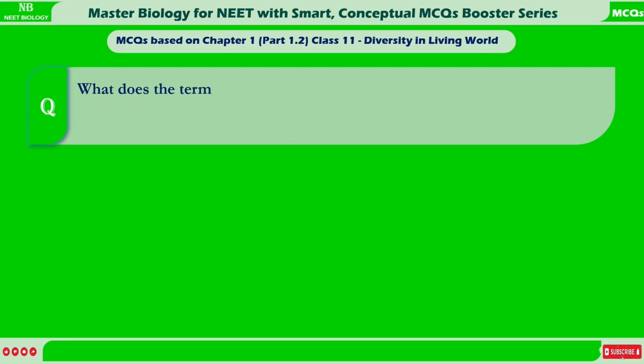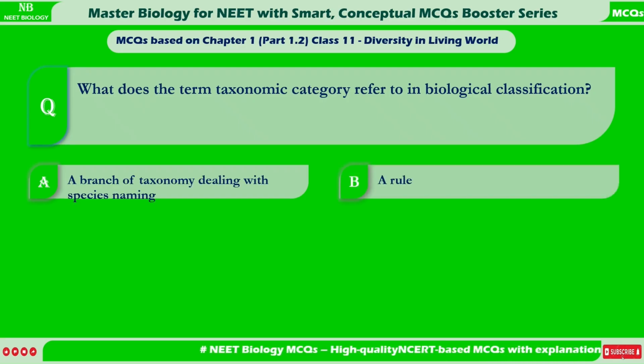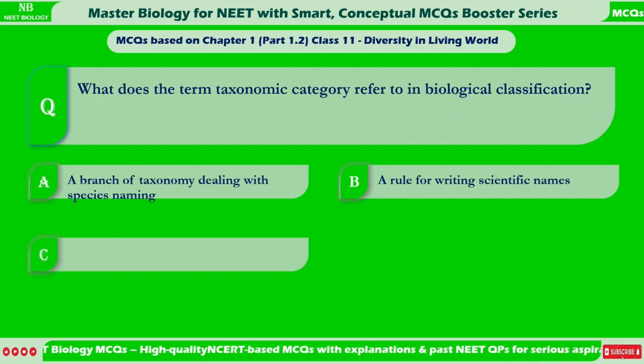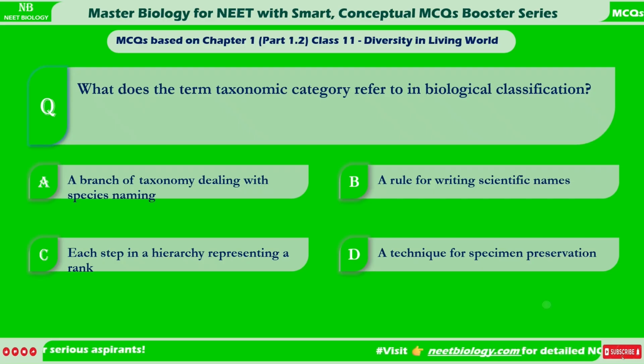What does the term taxonomic category refer to in biological classification? A. A branch of taxonomy dealing with species naming. B. A rule for writing scientific names. C. Each step in a hierarchy representing a rank. D. A technique for specimen preservation.